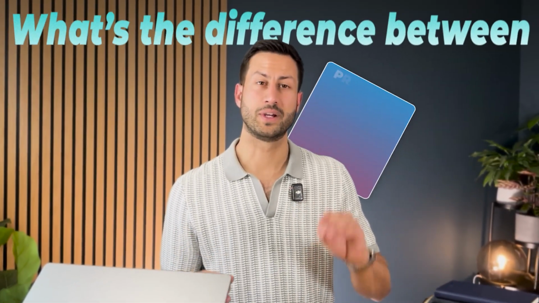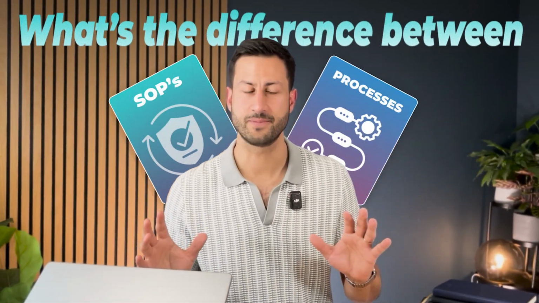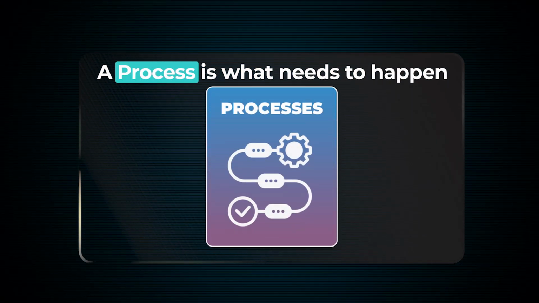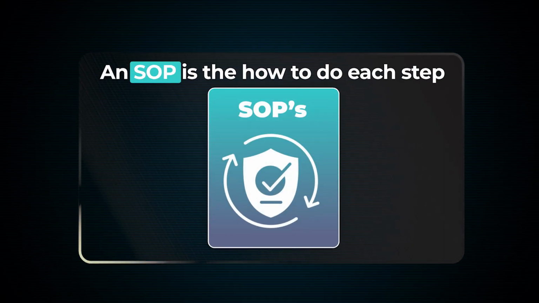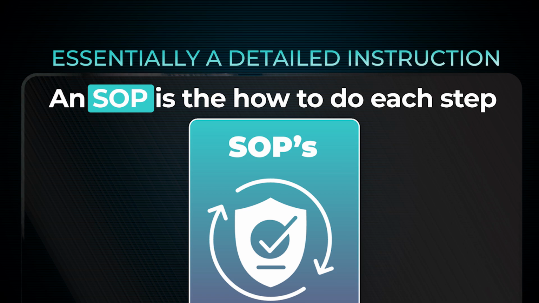What's the difference between a process and an SOP? A process is what needs to happen. It's the big picture steps, whereas an SOP is the how to do each step, essentially a detailed instruction.